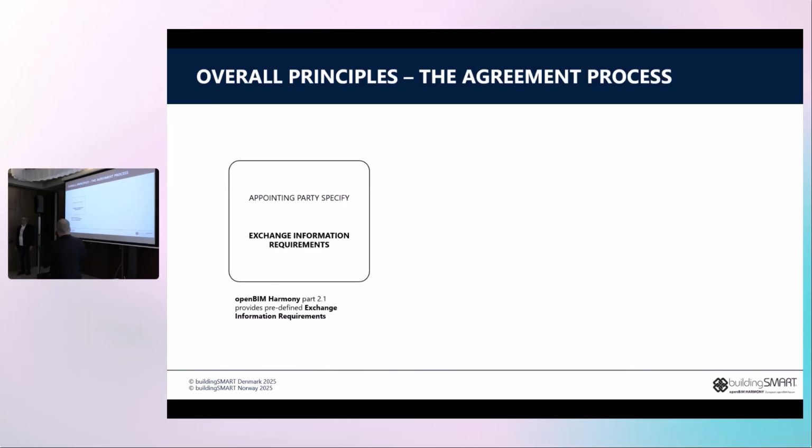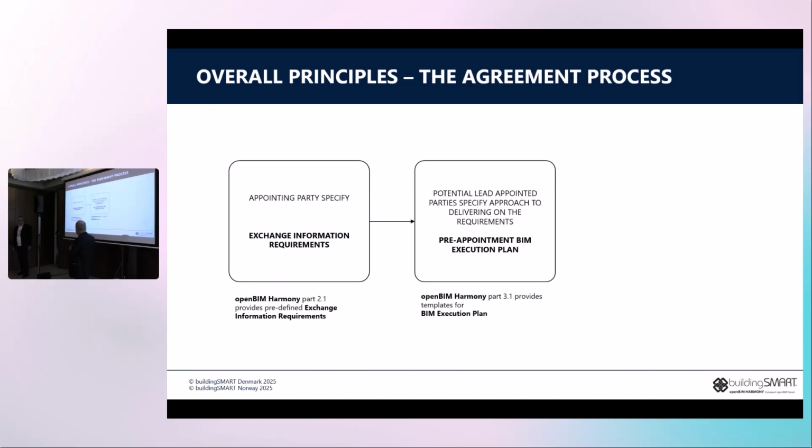So the appointing party has to specify the exchange information requirement. And we have a document for that, this Part 2.0. And the process is that during the tendering stage, all potential bidders, the so-called lead appointed parties.